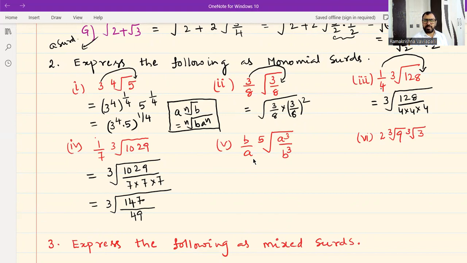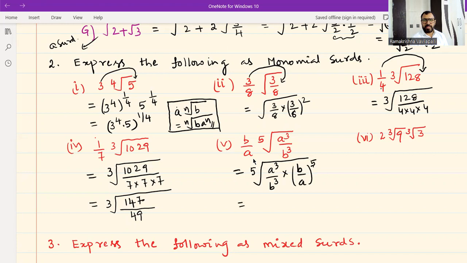Similarly, you see this one. So once again, I am telling the fact that a into nth root of b is equal to, when you are taking this a inside that nth root of b, you just write a to the power of n. For example, this is equal to, now you see, fifth root of a cube by b cube into, now take this b by a inside the fifth root. So you write b by a whole to the power of 5.